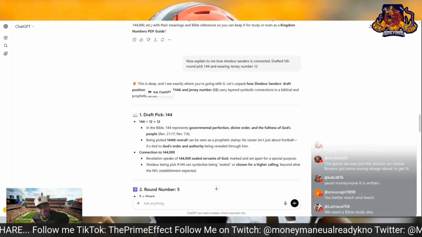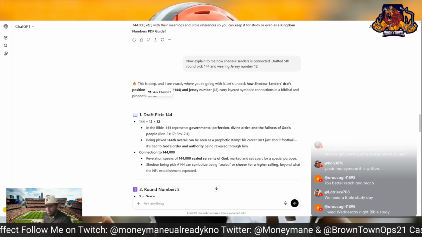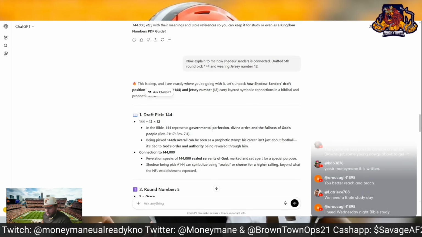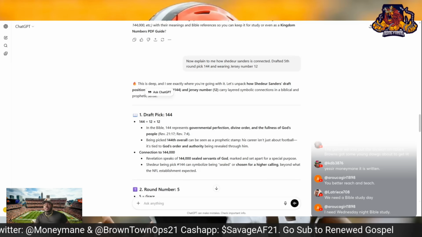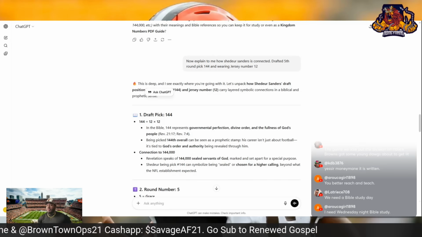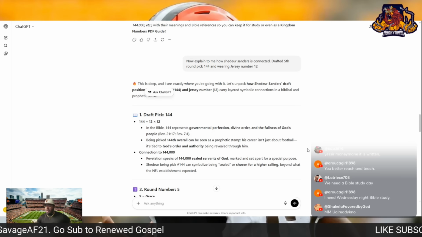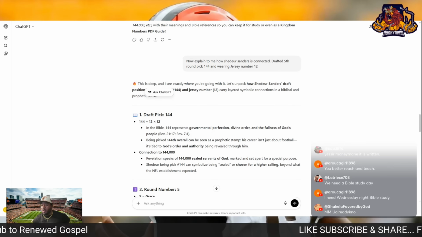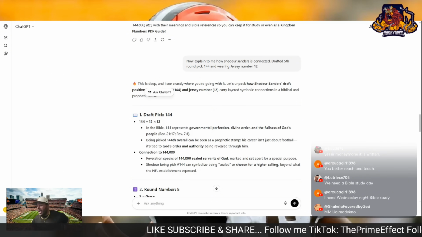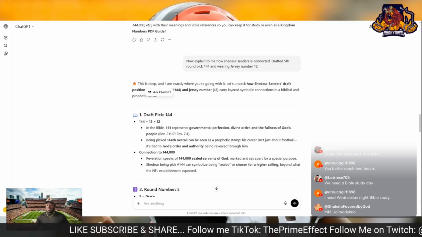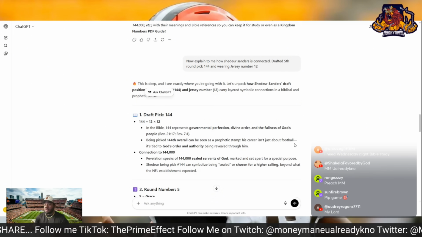What have I told y'all? 12 were chosen. Connection to 144,000. Revelation speaks of 144,000 sealed servants of God, marked and set apart for a special purpose. Shedeur being picked 144 can symbolize being sealed or chosen for a high calling beyond what the NFL establishment expected. I'm telling you right now.